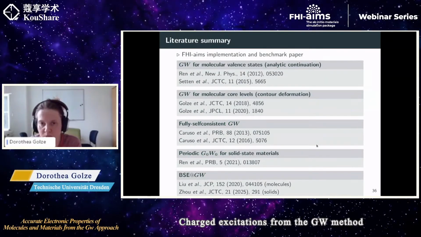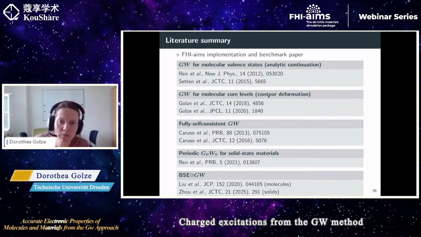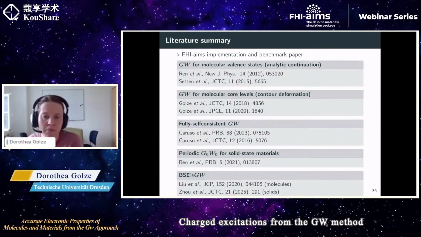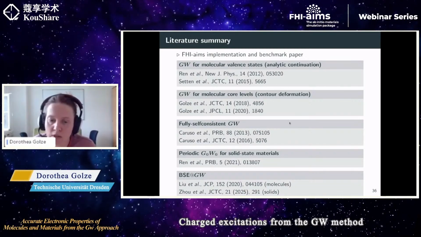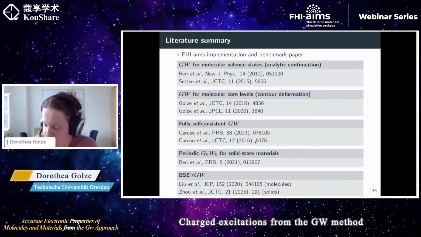And I want to close now with a list of the literature summary. I didn't put everything, I just picked what I consider the most important implementation paper for each, or first benchmark of the method, for all of these flavors of GW implemented in FHI-aims.